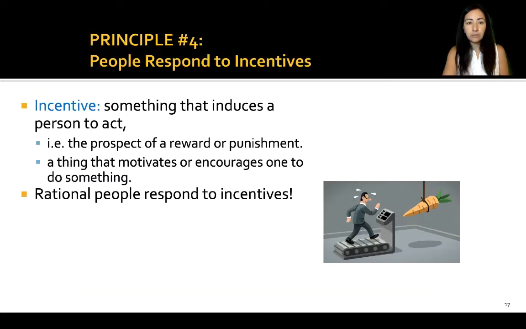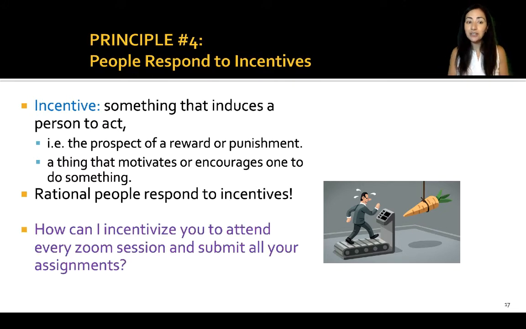Principle 4, people respond to incentives. An incentive is something that induces a person to act. So this is a prospect of a reward or a prospect of punishment. Some people respond more to rewards than punishments, whereas others respond more to punishments than to rewards. So the assumption we make in economics is that rational people respond to incentives.